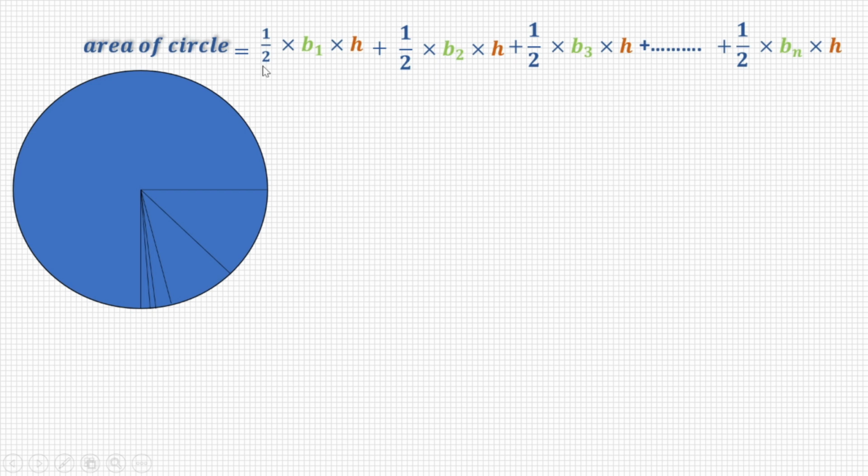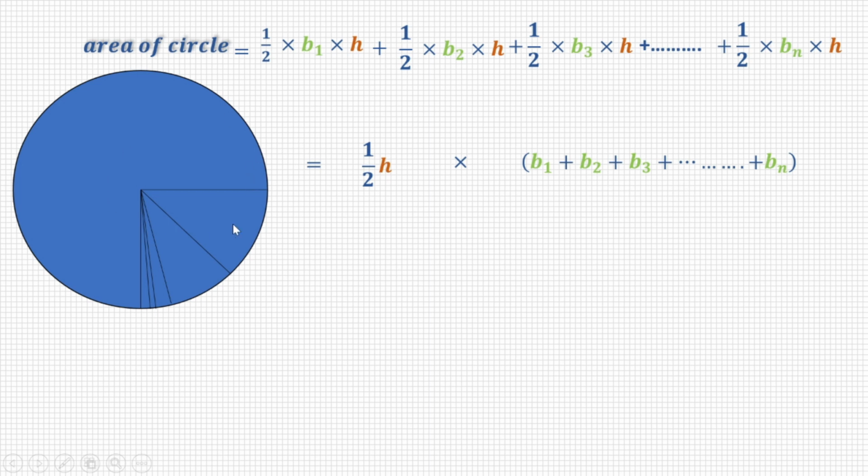So in this way we are actually adding the areas of all the triangles. So again we can say half h b1, plus half h b2, plus half h b3, plus half h bn. That means half h times b1 plus b2 plus b3 plus bn, and so on. So this is actually the area of the circle. What is h? The height of the triangle. What are b1, b2, b3? These are the bases of the triangles.